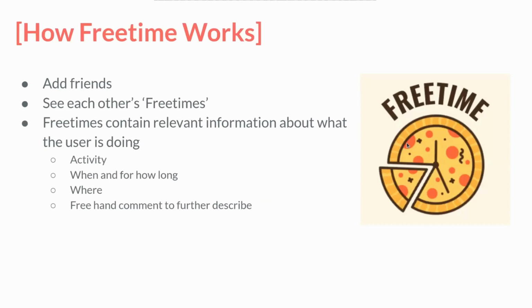So how it works is we have a social media app. You add friends, and then friends can see each other's free times, and these free times contain information that will let other users know what they're doing, and so then people can go and join them. And the point is that you know these people in real life, and you can just message them. Rather than having to set something up, it's, oh, people are already doing this, or you just go do it and then people can join you.